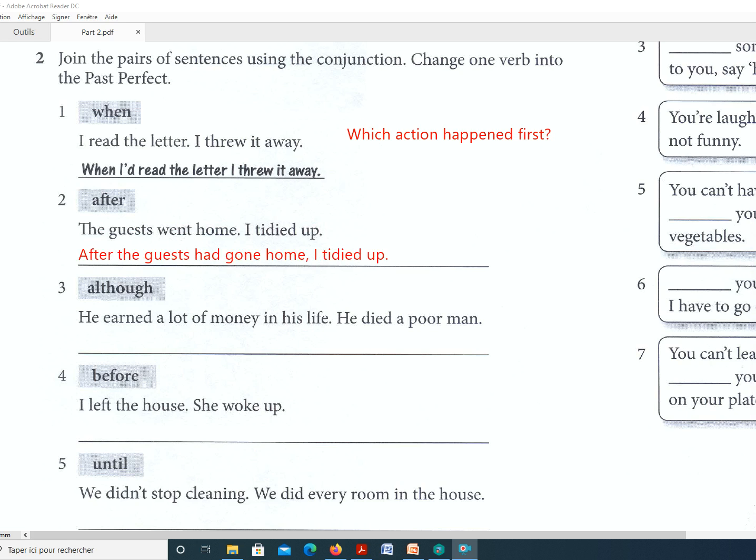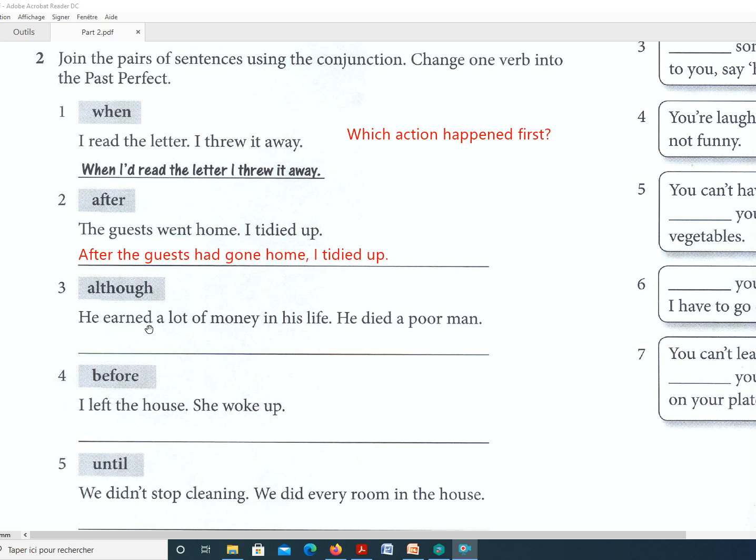Next, using although. He earned a lot of money in his life. He died a poor man. So we use although to express a contradiction. You see the contradiction here? The idea that he earned a lot of money and then dying poor. So these are contradictory ideas.